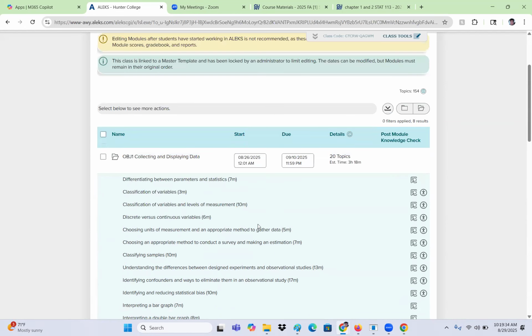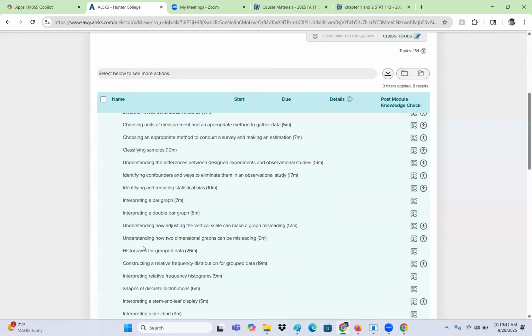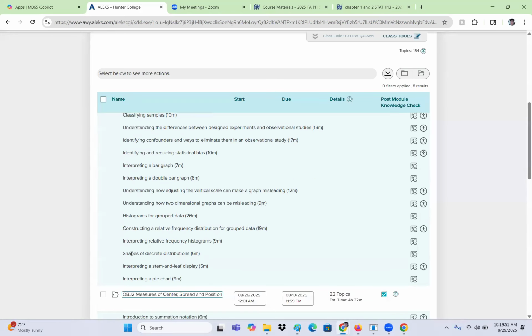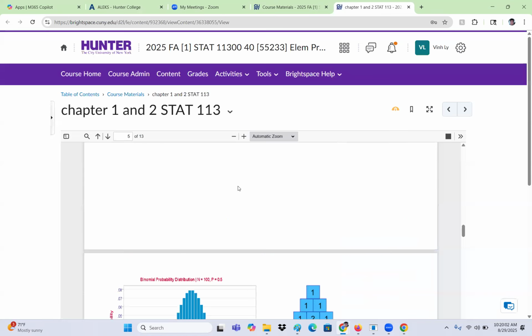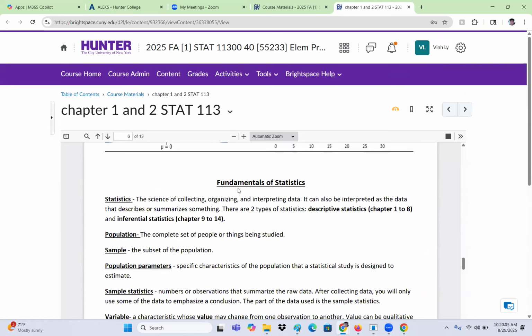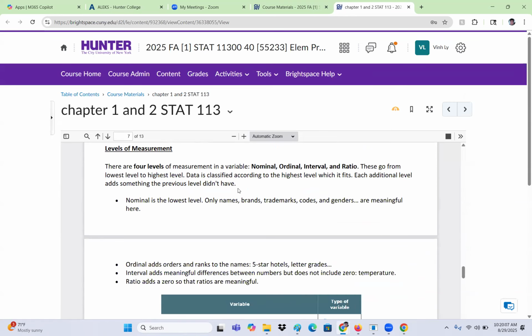It's collecting and displaying data, but it also includes many different topics. You can see that it can also cover histograms and grouped data, constructing relative frequency, whatever it is. And then we need to know the shape, interpreting the stem and leaf, and there are so many things you have to do. So I might not have enough time to walk you through every single topic that we have, but I will try my best to do every single question.